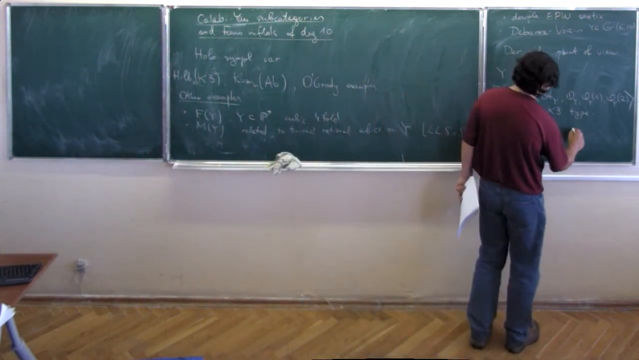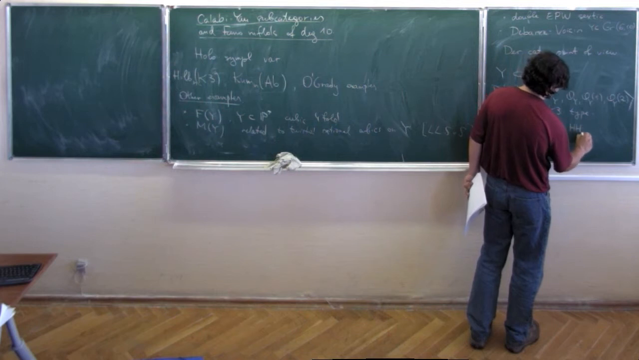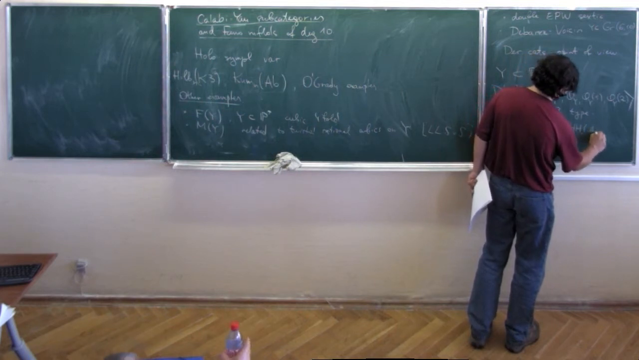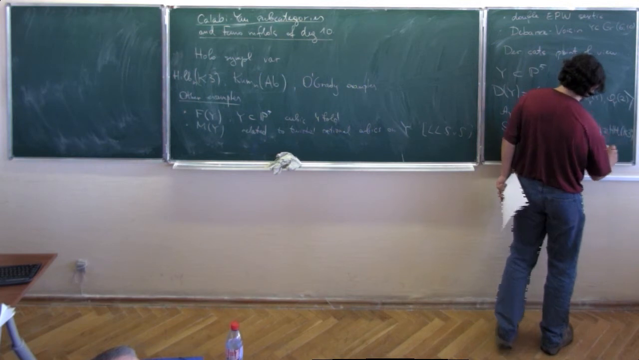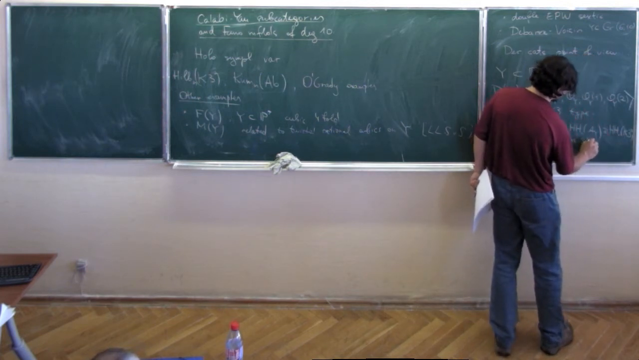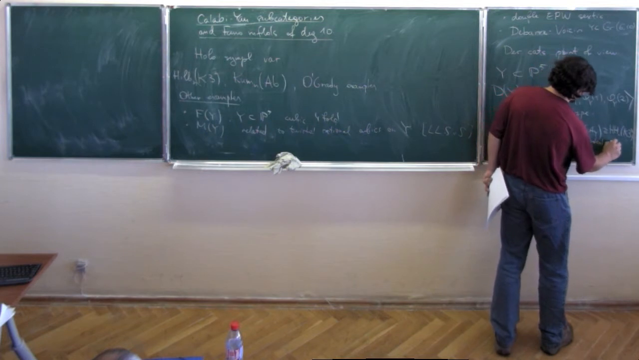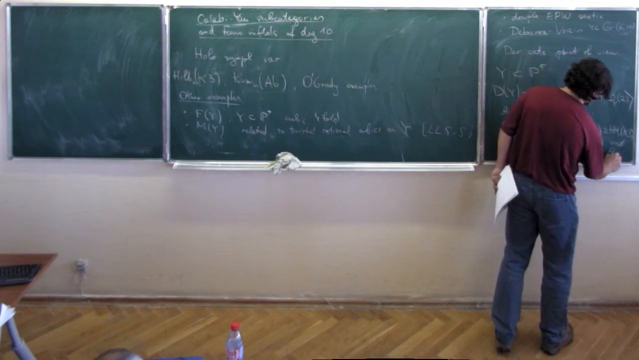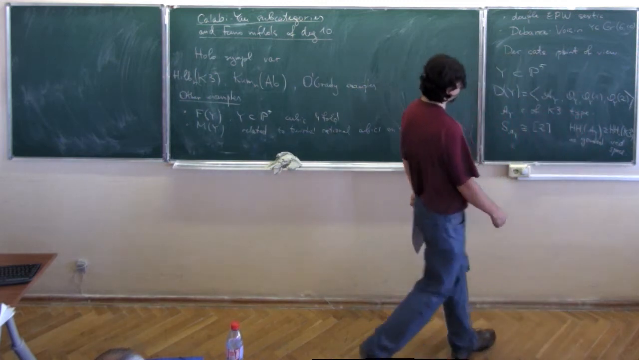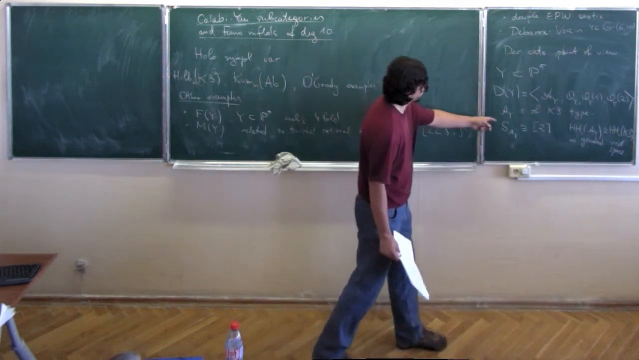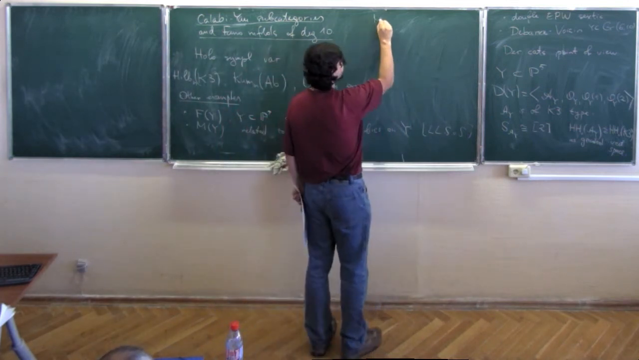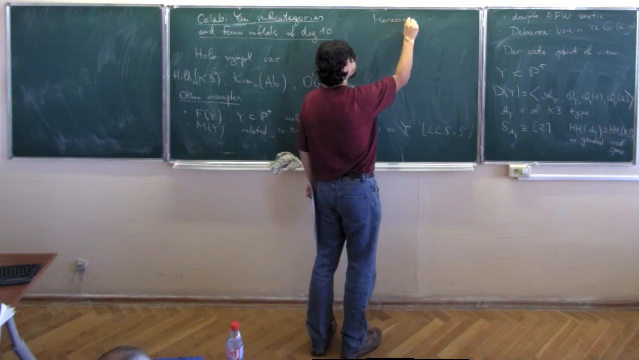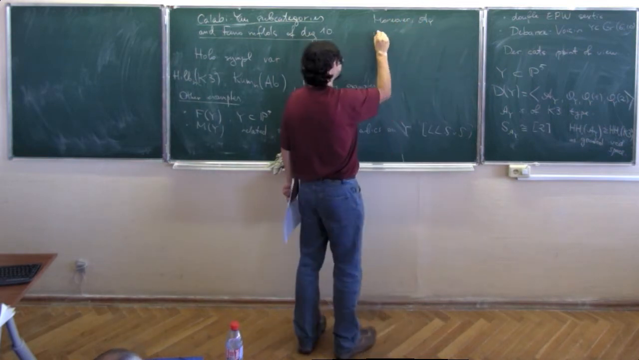And also one can check that the Hochschild homology of this category is isomorphic to the Hochschild homology of a K3 surface. It's a graded vector space. And in fact, moreover, you can check that this category is a deformation of the derived category of a K3 surface.